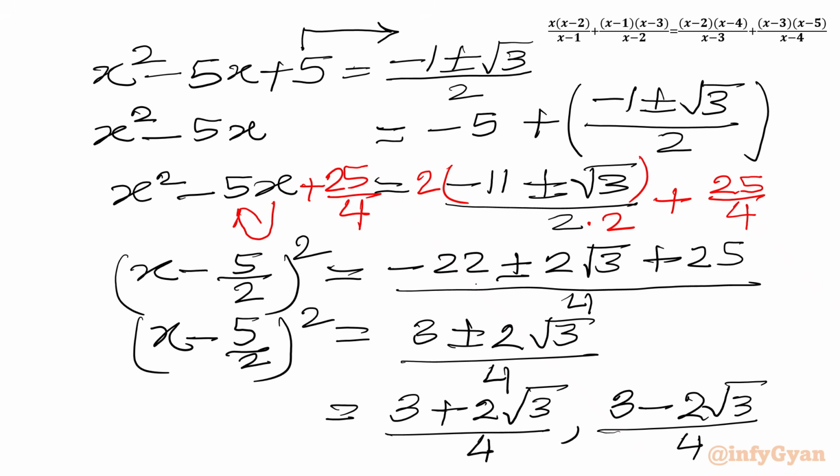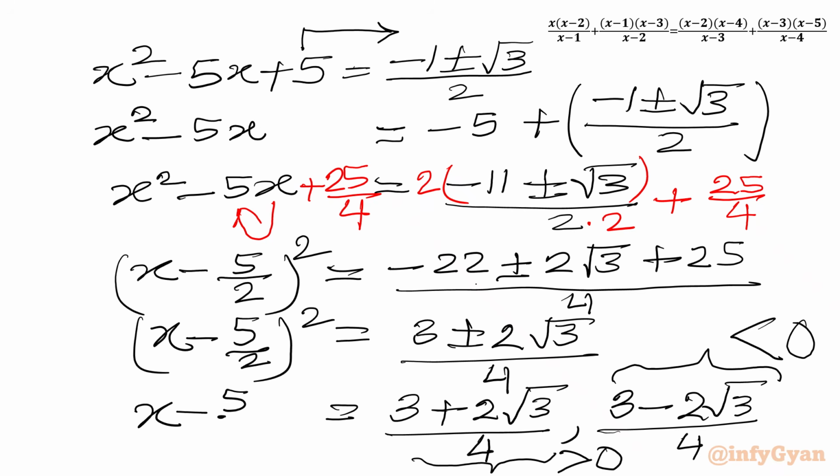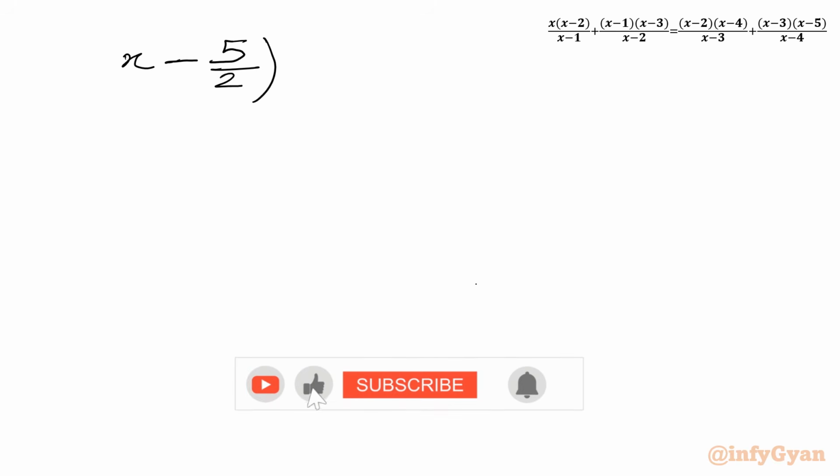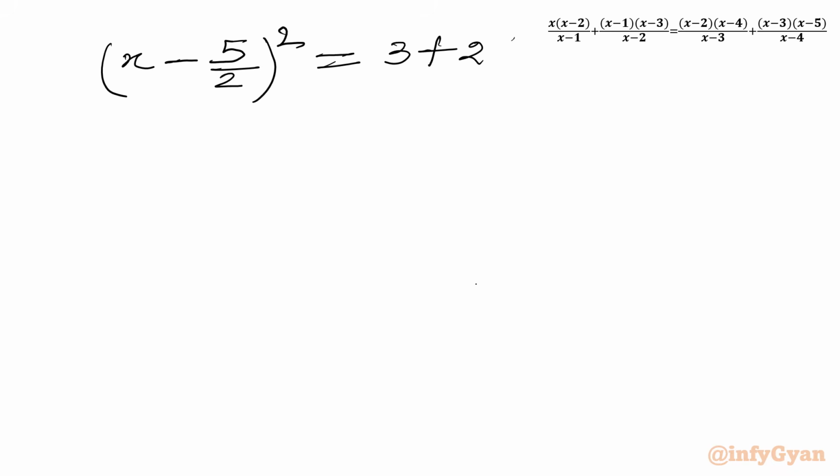Now 2 root 3 is bigger than 3. So this quantity would be negative. And here we have positive value. Left hand side we have one perfect square. Square cannot be negative in real numbers. So we will reject 3 minus 2 root 3 over 4. So I can write x minus 5 over 2 whole square will be 3 plus 2 root 3 over 4. Let me write here x minus 5 over 2 whole square will be equal to 3 plus 2 root 3 over 4.